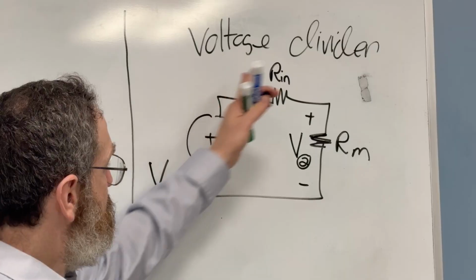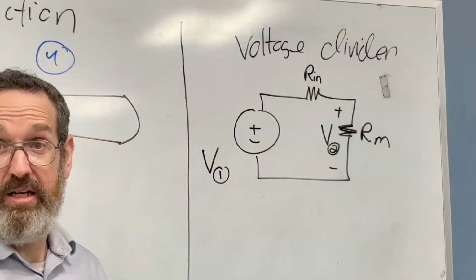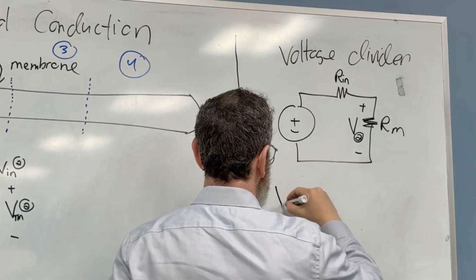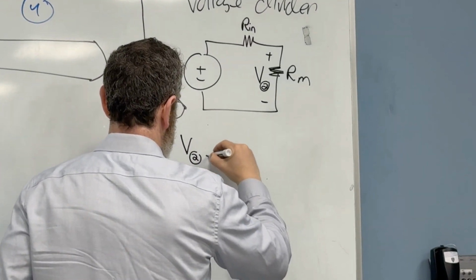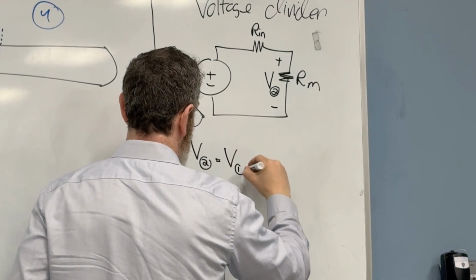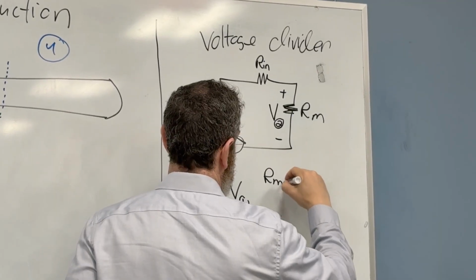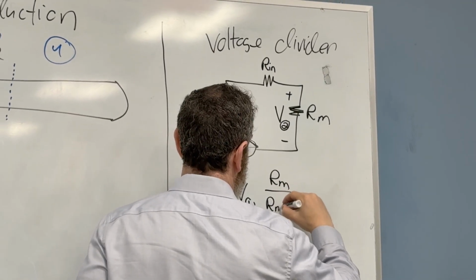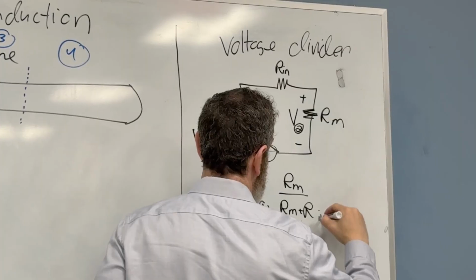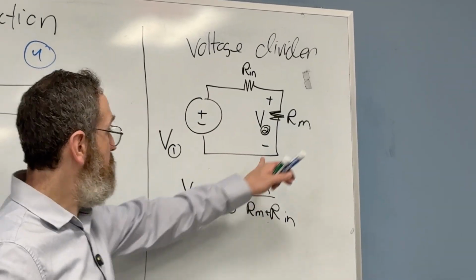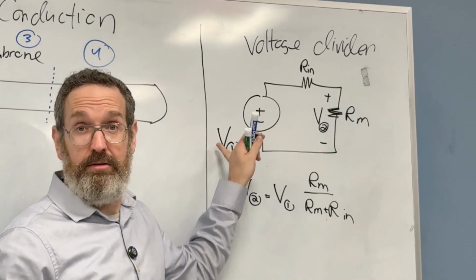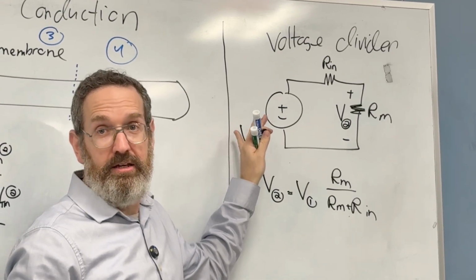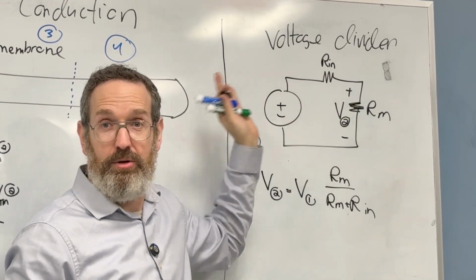So if we think about this from a circuit's perspective, we get the following equation. V2 is equal to V1 times Rm over Rm plus Rm. And so V2 tracks V1. There is a conduction, if you will, but it's not perfect.